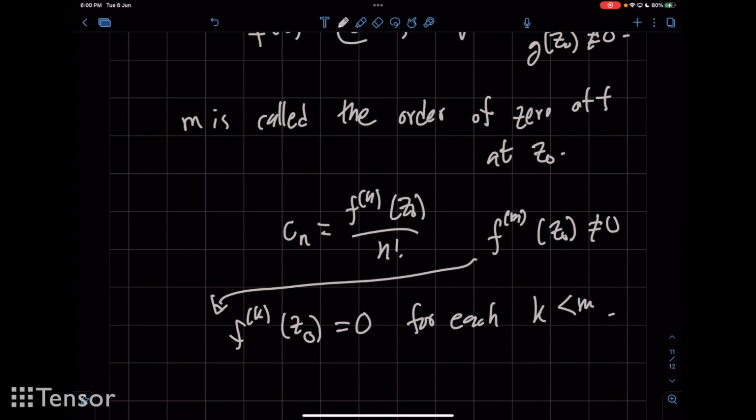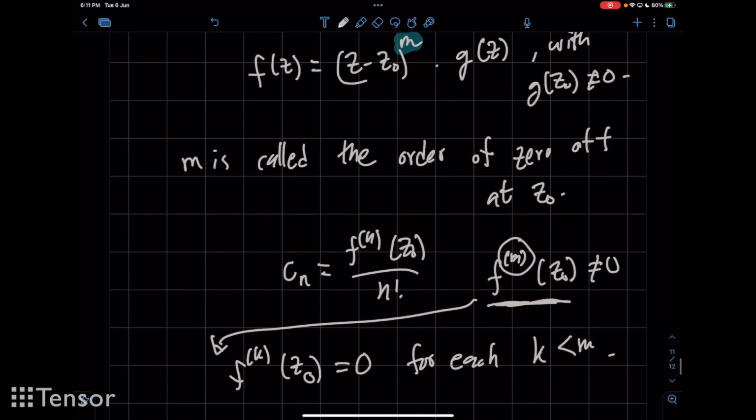So you can define the order of a zero like this as well. The order of a zero is the first non-zero derivative. So the first non-zero derivative is the mth derivative here. That's why the order of zero is defined to be the integer m. In fact, it's a positive integer. So m is called the order. So is the definition of order of a zero clear to everyone?